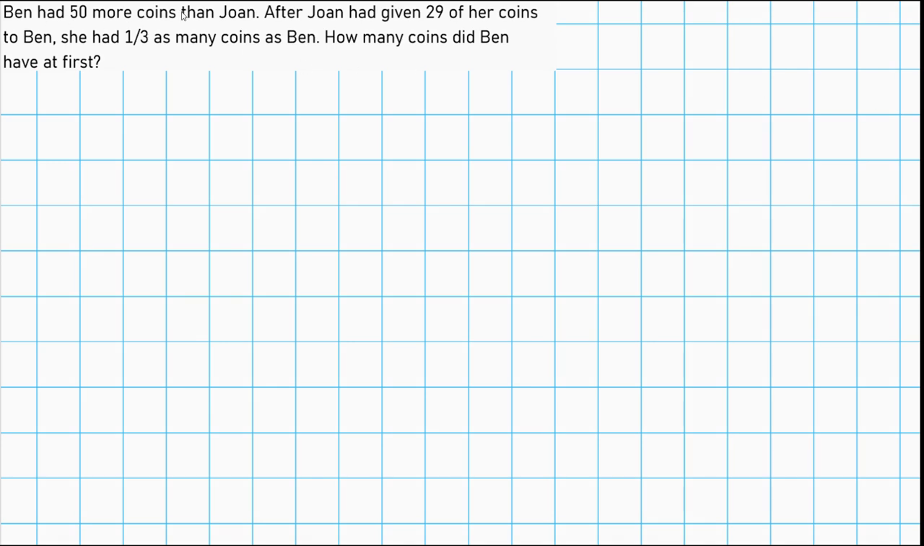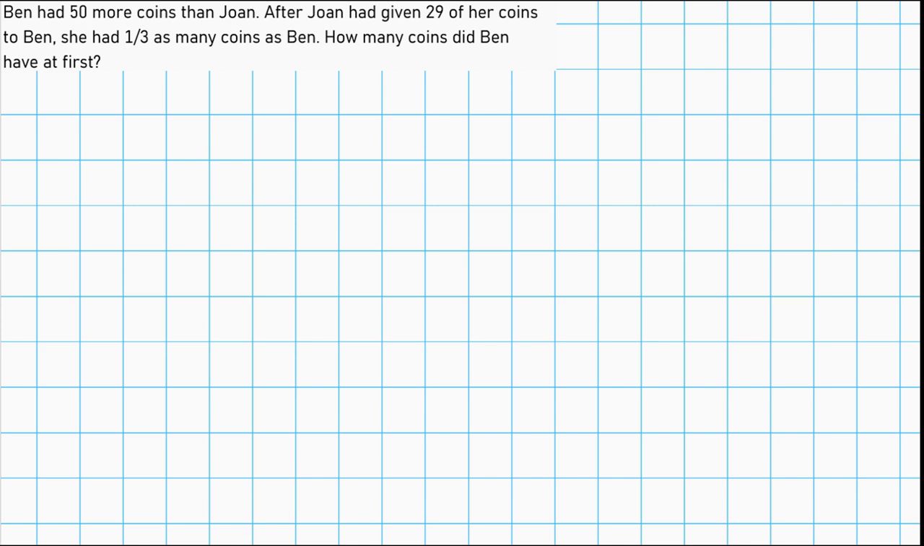Ben had 50 more coins than Joan. After Joan had given 29 of her coins to Ben, she had 1/3 as many coins as Ben. And we're asked, how many coins did Ben have at first?